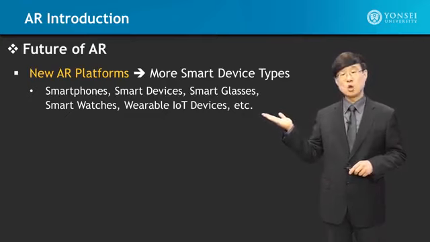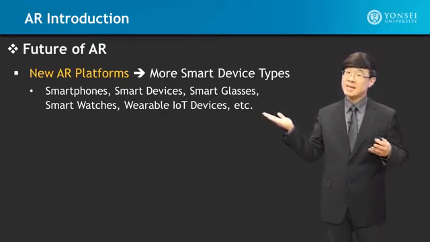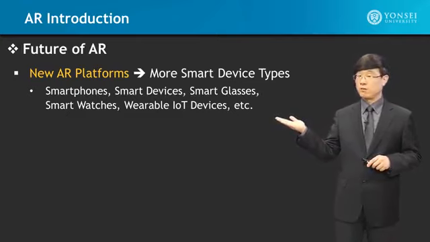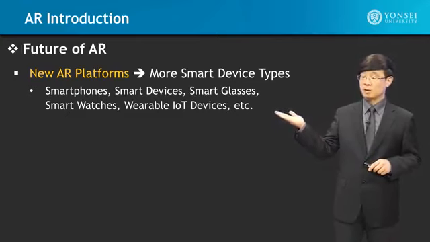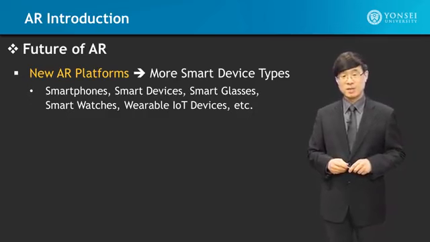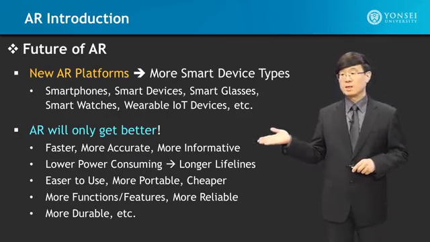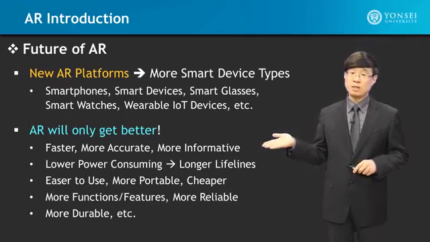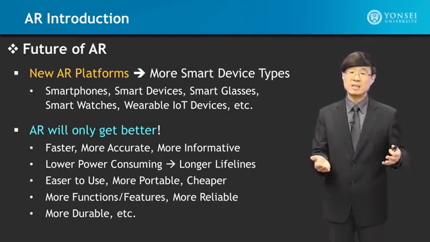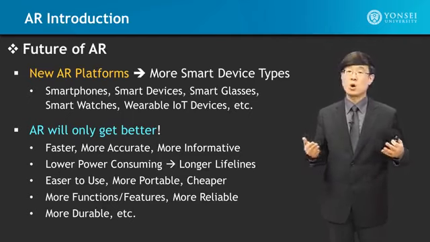In addition, there are so many new platforms that we can use for augmented reality, as I explained in the earlier slides. Because we now have very powerful smartphones, smart devices, smart glass, smart watches, and wearable IoT devices, all of these technologies can be used as a platform for augmented reality. So, augmented reality will only get better, broader, and more frequently used everywhere, from automobiles to piloting devices to drone control and so much more.